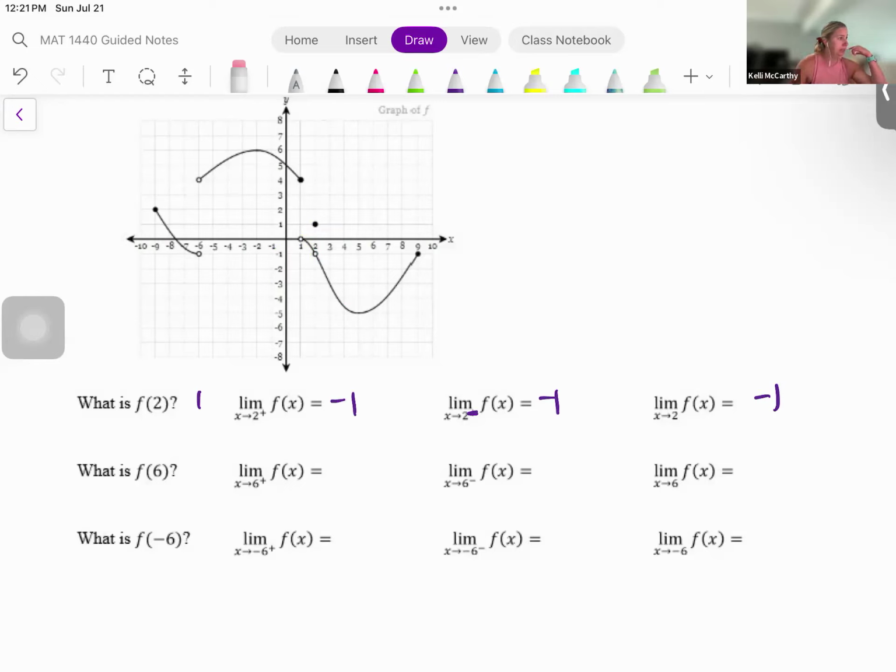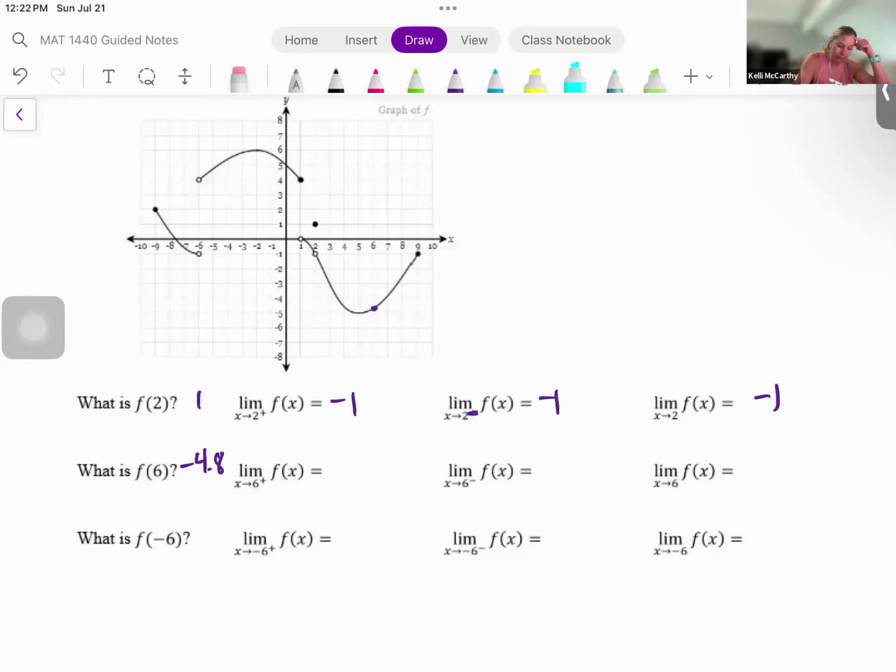Okay, let's look at f of 6. Looking at our graph, we're going to have to approximate that. Let's call it -4.8. Any approximation is fine here.